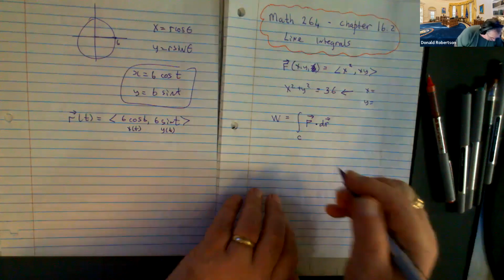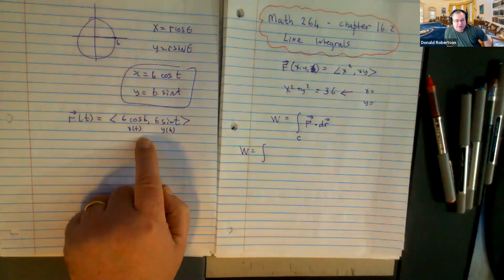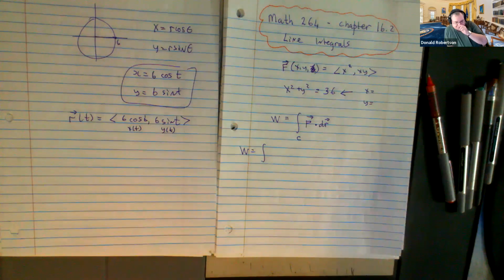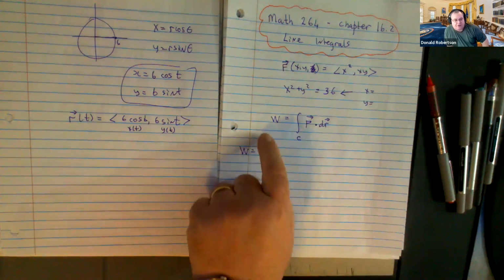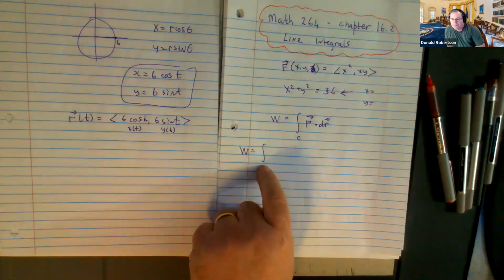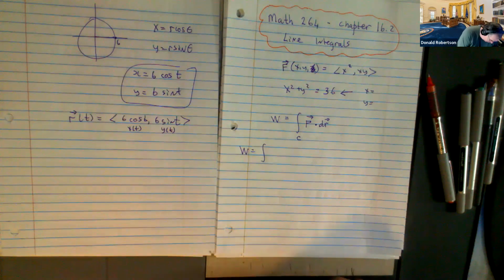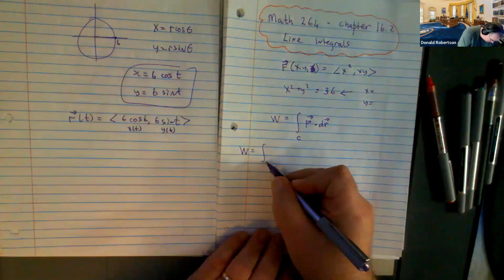It's going to be the integral. Where does t start, and what's the value of t when it finishes for a circle? I need limits of integration for t here. If you want to do a complete circle, 0 to 2 pi? Yeah. So you're just going to do 0 to 2 pi.